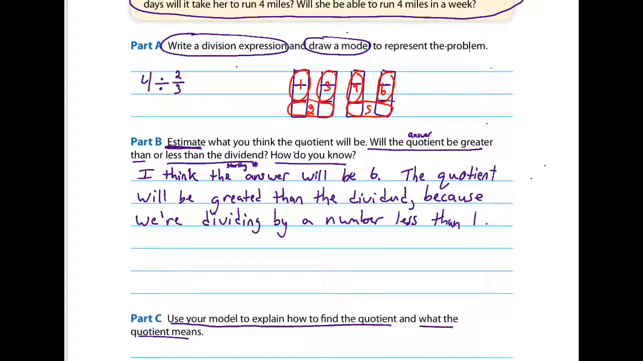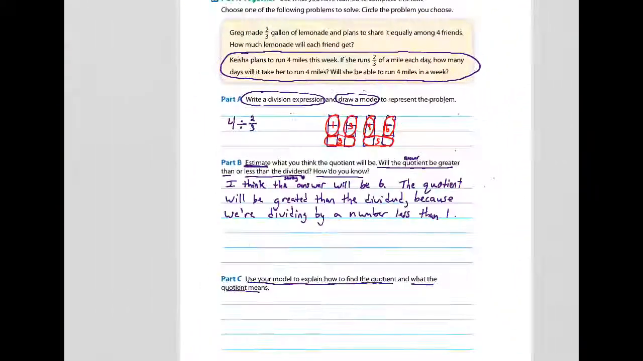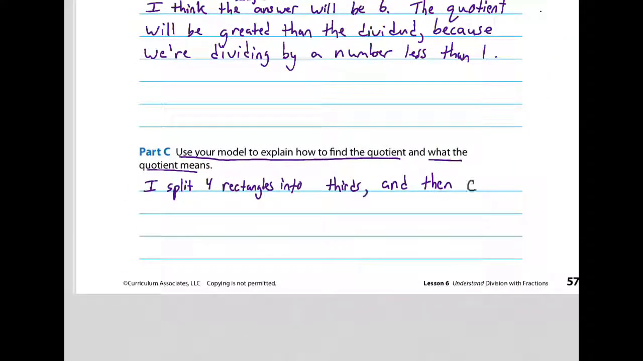All right, now part C says use your model to explain how to find the quotient and what the quotient means. So I'm going to go back and use that model. What I did is, I'm going to say this, I split 4 rectangles into 2/3. By the way, into is one word. I was going to let that go, but I can't because of my OCD. I split 4 rectangles in 2/3 and then circled groups of 2/3. There were 6 groups.